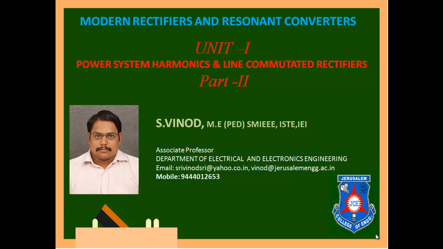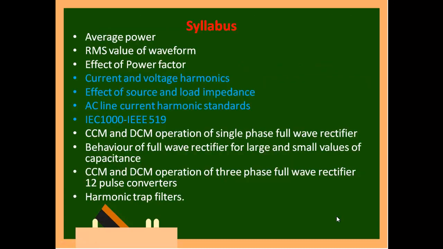We are dealing with unit number 1, which is power system harmonics and line commutator rectifiers. The book which we are following for this is the prescribed reference book. Today's class we will see what current and voltage harmonics are, then the effect of source and load impedance, which we have seen yesterday.